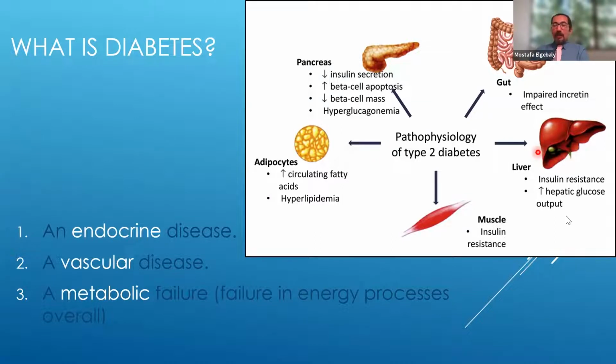What do we mean when we say diabetes? Diabetes is classified as an endocrine disease. So it's an abnormality within the secretion of a bioactive molecule, typically a hormone, or in this case, a peptide. It's also classified as a vascular disease. That means it affects the vessels and the vascular system, the blood, the vessels and the heart. It's a metabolic failure overall. This is the most comprehensive classification.